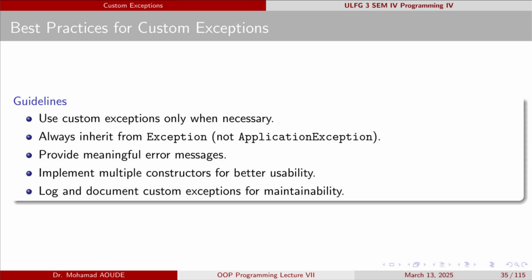Here's how to use custom exceptions responsibly. Use them only when necessary. Don't overuse them. Always inherit from Exception, not ApplicationException. Provide clear messages, implement multiple constructors for flexibility, and make sure to log and document them.